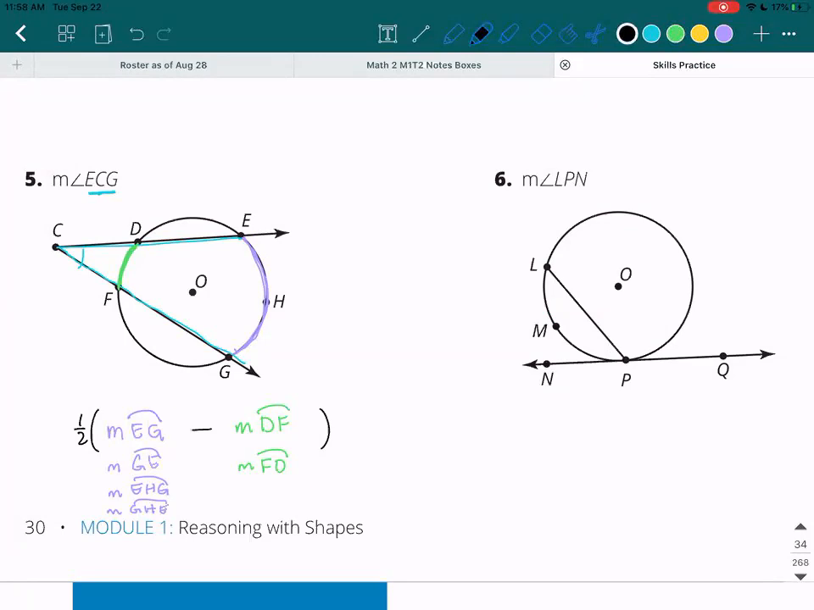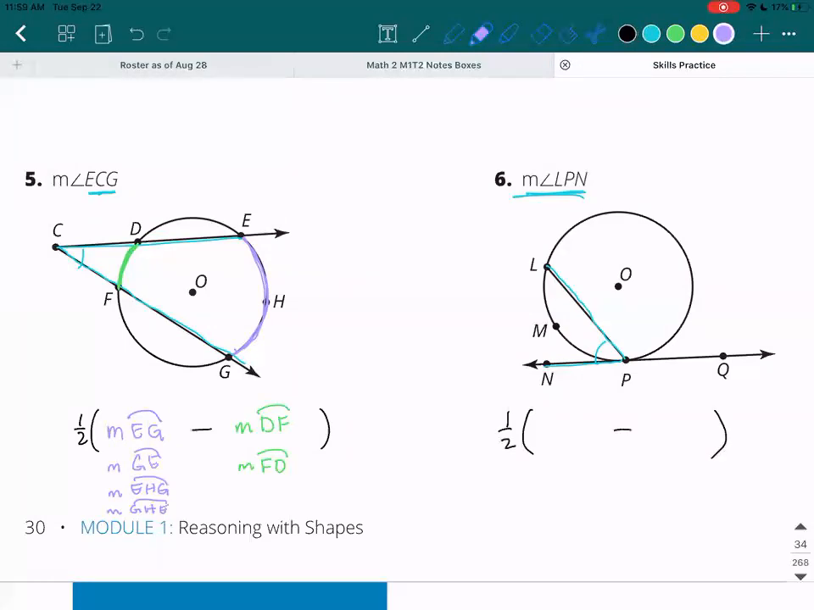So let's do this one. LPN. So L to P to N. So it's this angle. And notice that P, the vertex, is on the circle. So something's going to happen with our little arc, but we'll get there when we get there. So let me write out our formula. One half big arc minus little arc.